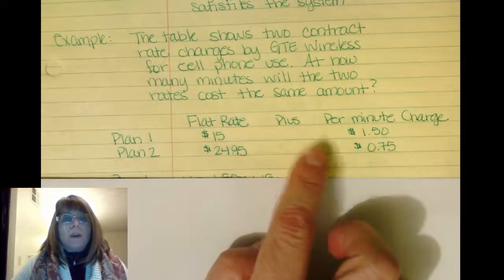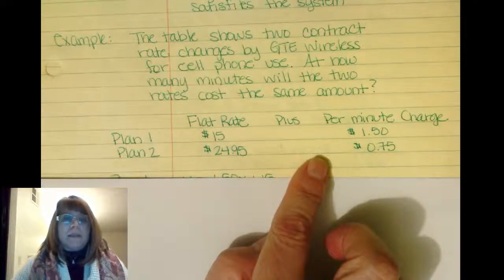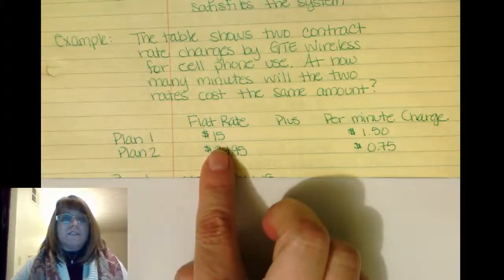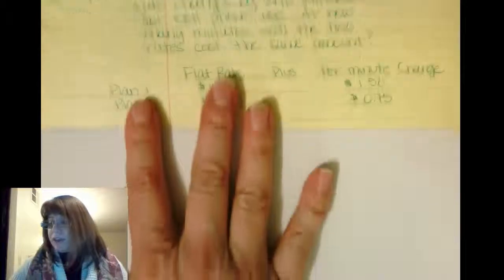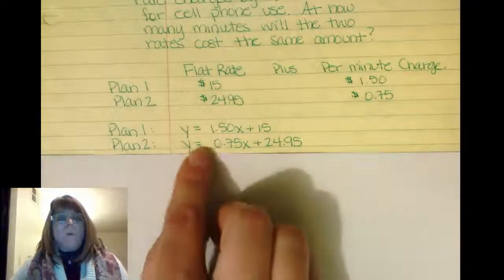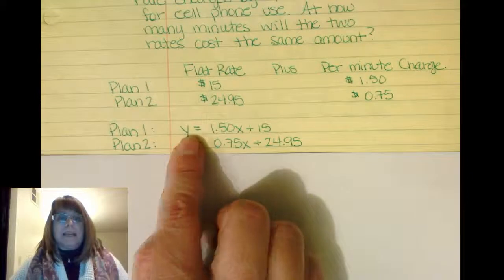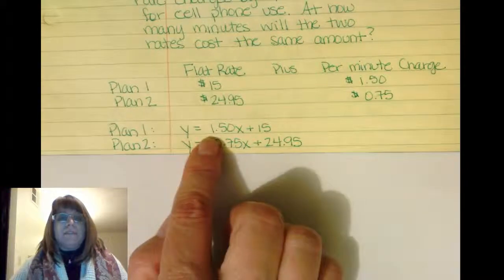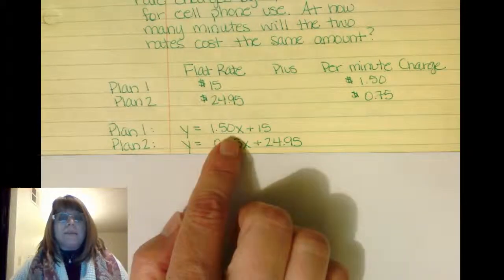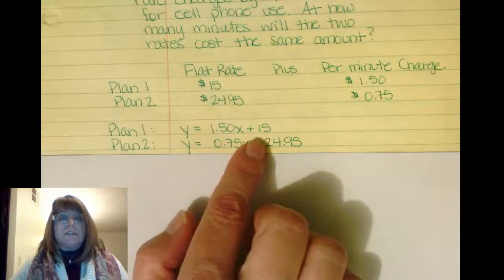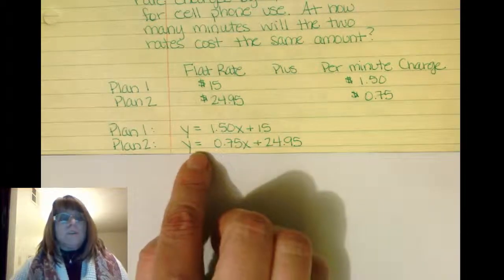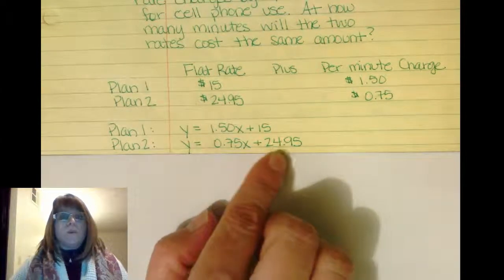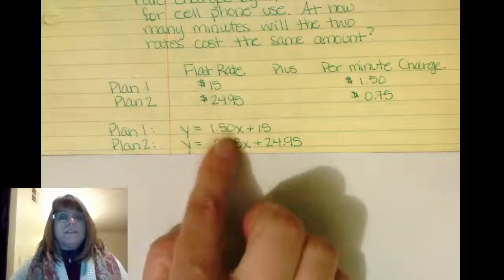I want to know which plan is better for me. You might think the $24.95 costs more than the $15. But let's see. How do we figure that out? Let's say that y is the total cost of our plan and x is the minutes that we chit-chat. So I know the total cost of plan 1 is going to be $1.50 times the number of minutes I chit-chat plus $15. Likewise, for plan 2, the total cost is going to be 75 cents times the number of minutes I talk plus $24.95. Oh, well, this is a system.